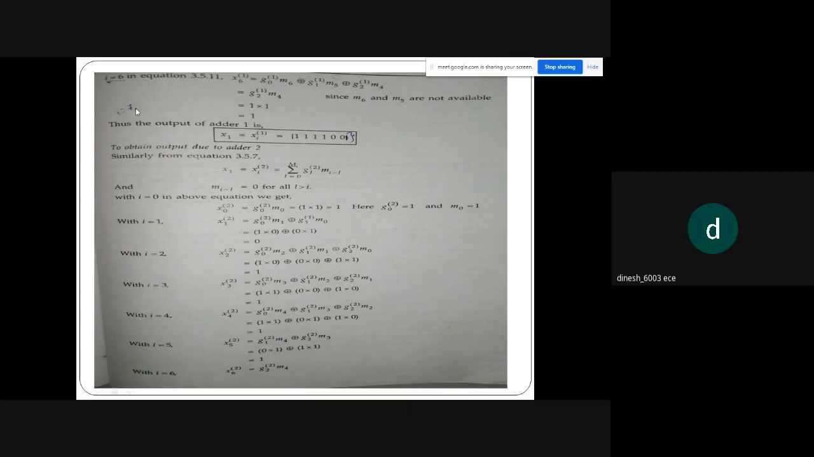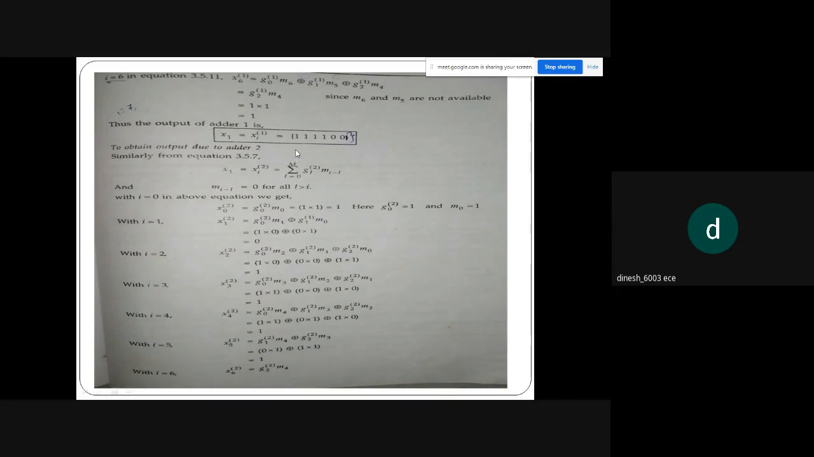Now substitute, for example, i is equal to 7. If we substitute i is equal to 7, we'll get m7, m6, m5, which all three are not available. If all three are not available, we need to stop the substitution of i. Understood? Until we don't get these terms, we need to stop it.